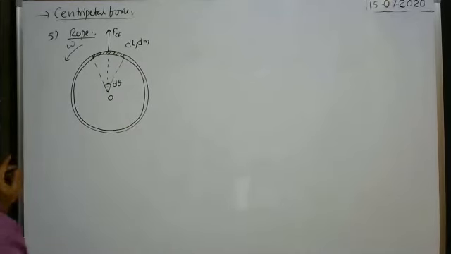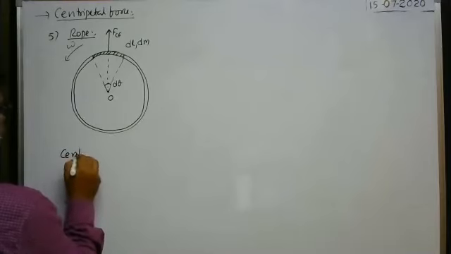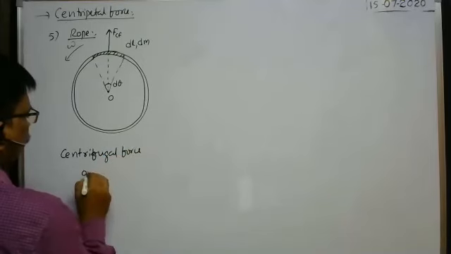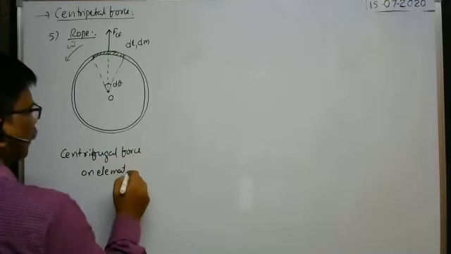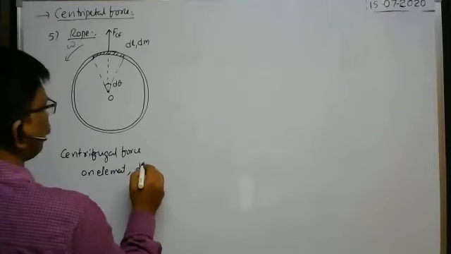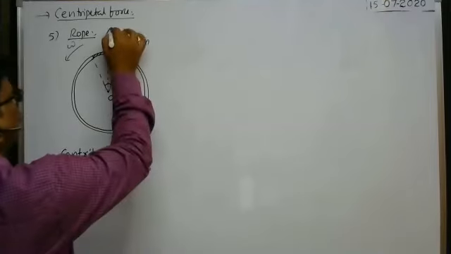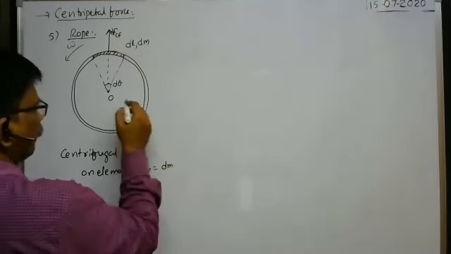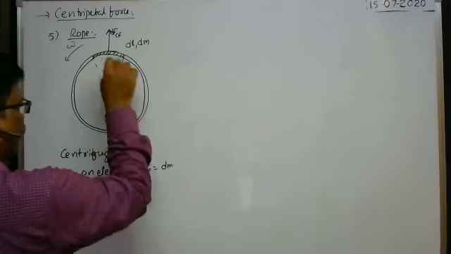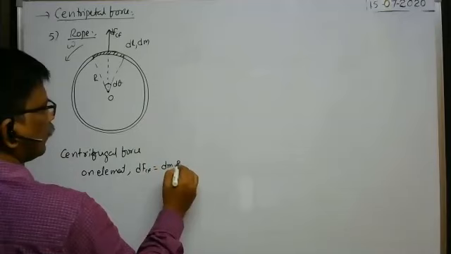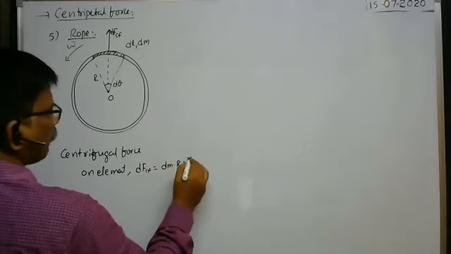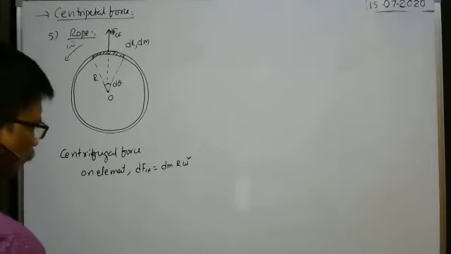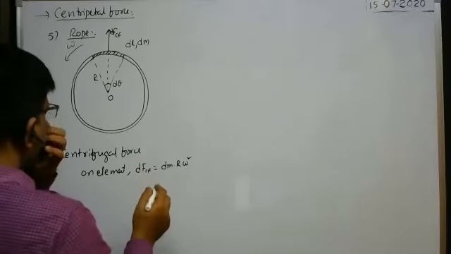Then what is the centrifugal force acting on the element? The small centrifugal force dFcf is equal to the mass of the element dm into the radius of the circular path. Suppose the radius of the loop is capital R, then it is dm R omega square, because the angular velocity with which it is rotating is omega. This is the centrifugal force.